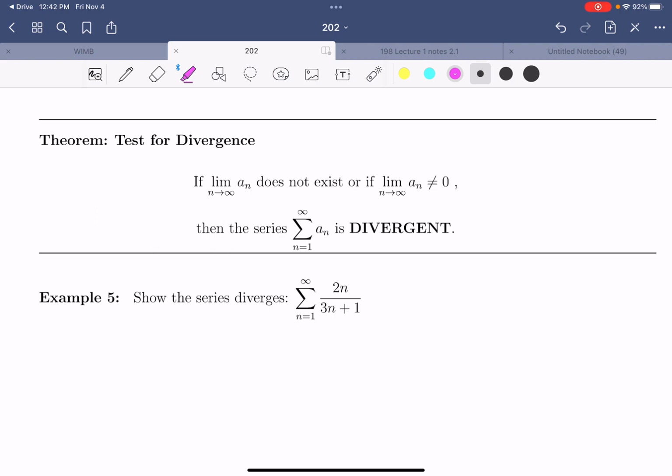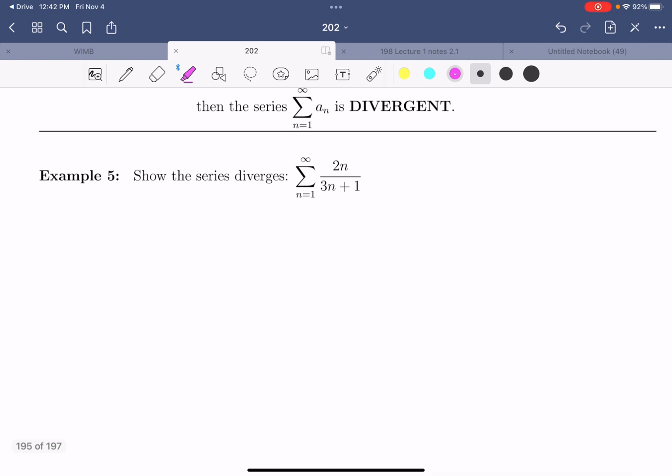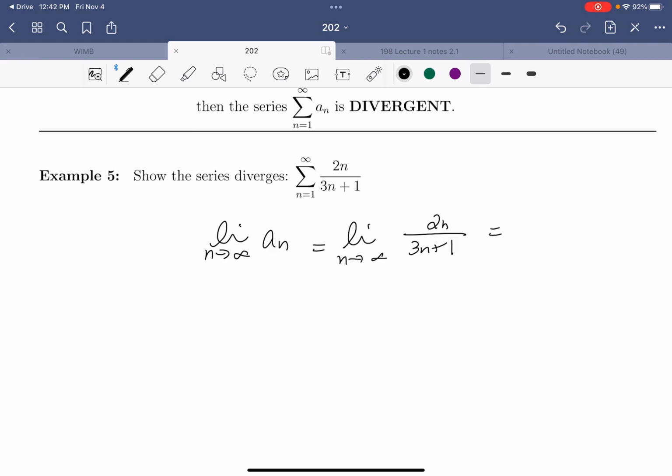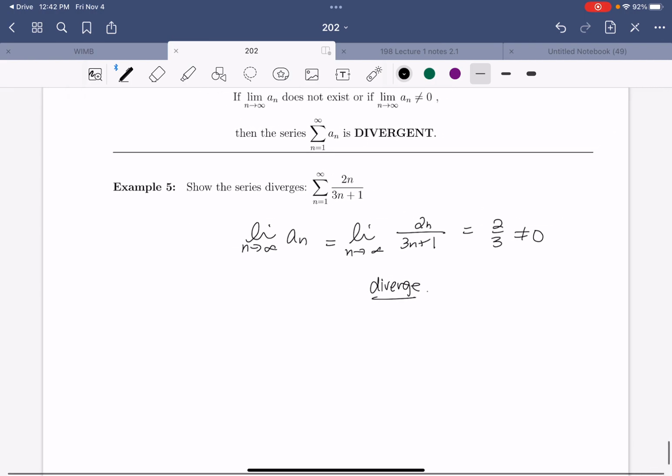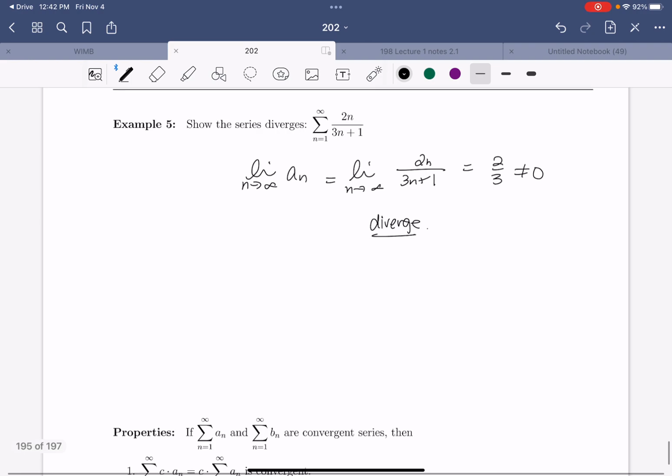So we can show that this one is divergent by taking a look at the limit. If you take the limit of a_n as n goes to infinity, so that's the limit as n goes to infinity of 2n over 3n plus 1, that turns out to be 2/3, right? Because that's our rule when our powers are equal. And that's not equal to 0, so this one will diverge. So the test for divergence is one of the quick tests that we can use to show that something's divergent.